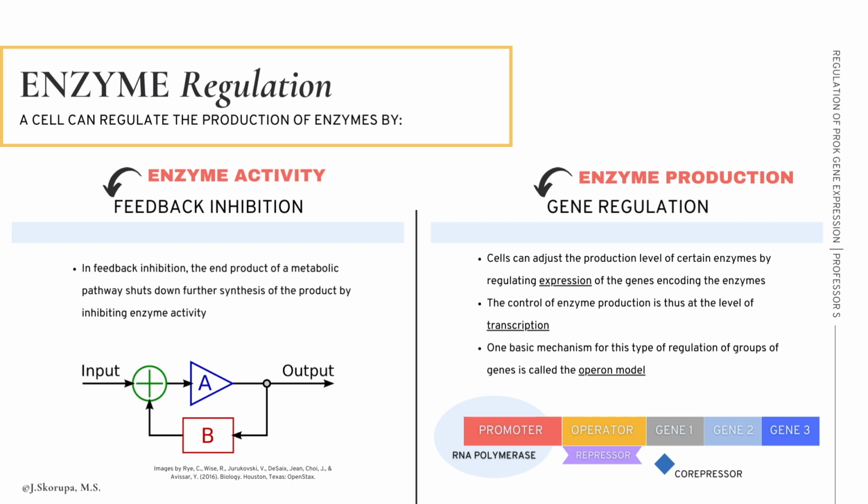To simplify this, we can regulate enzymes at the level of activity, and we can regulate enzymes at the level of production. Make sure you see and understand this difference. Feedback inhibition is not changing the amount of the enzyme, it's only changing the activity of the enzyme. The pathway's product is inhibiting the enzyme. Gene regulation is changing the amount of the enzyme. The cell can turn on and turn off the expression of that enzyme.